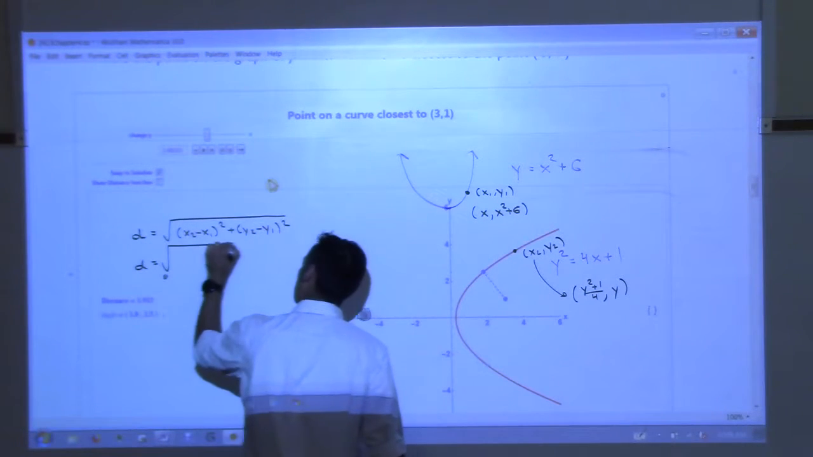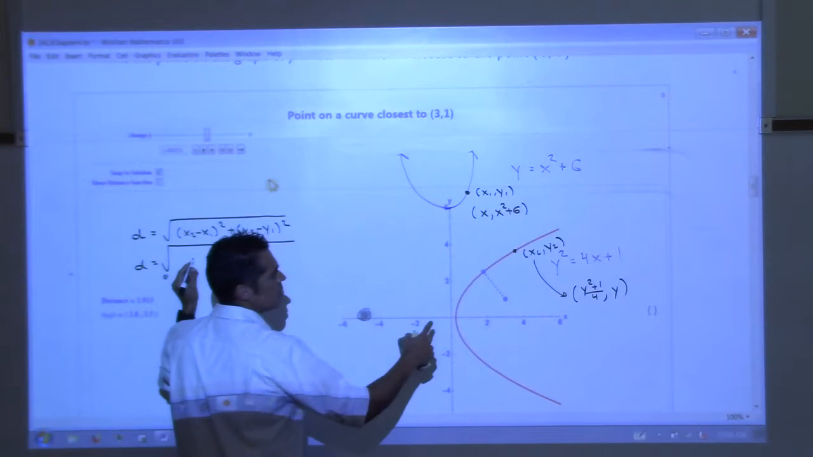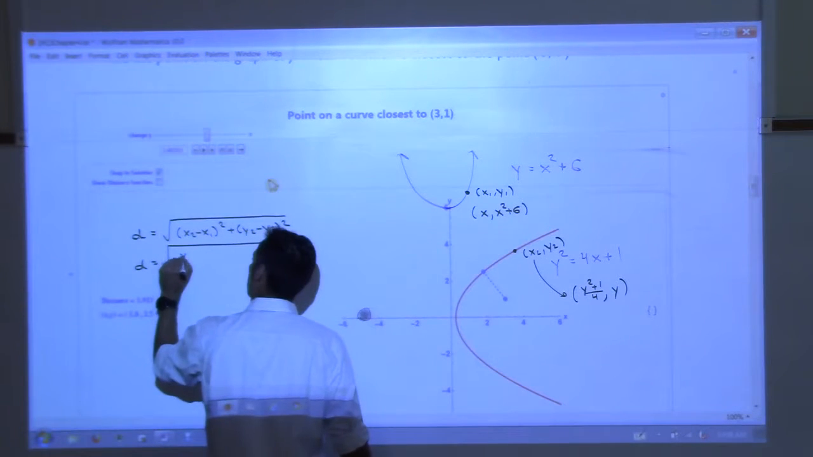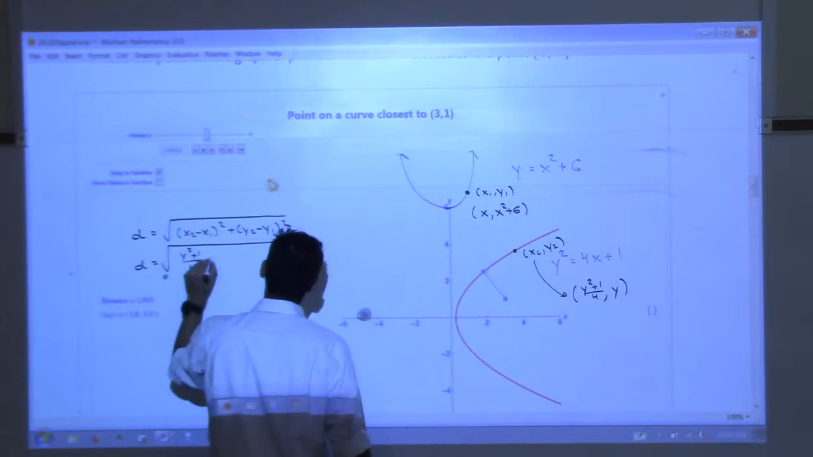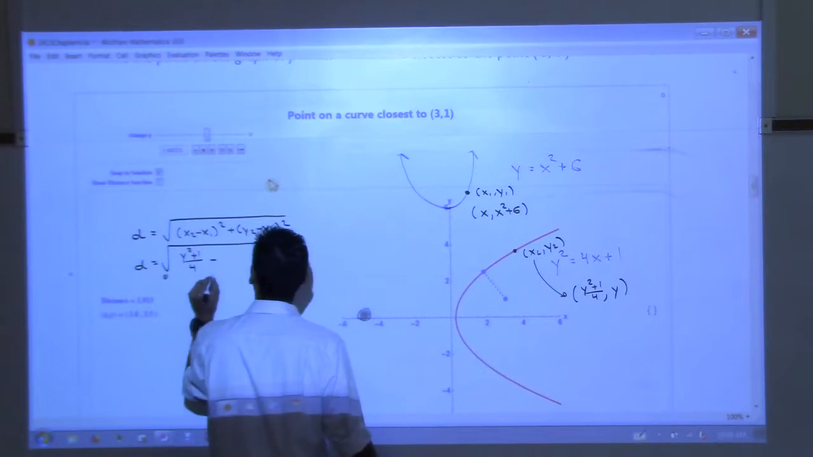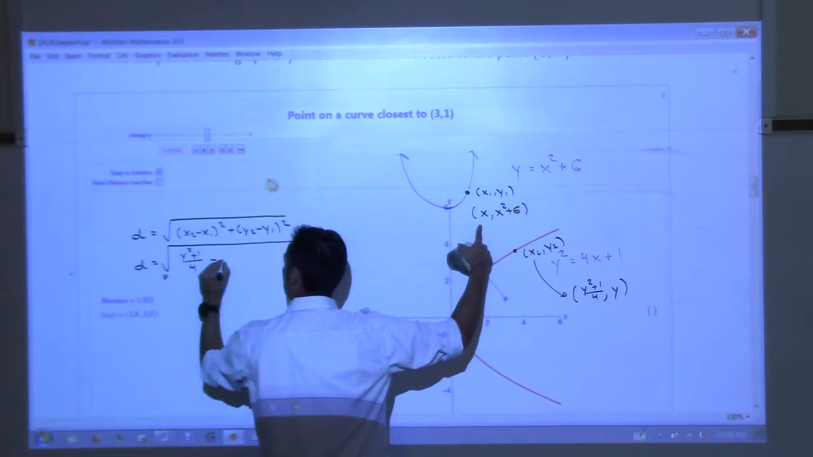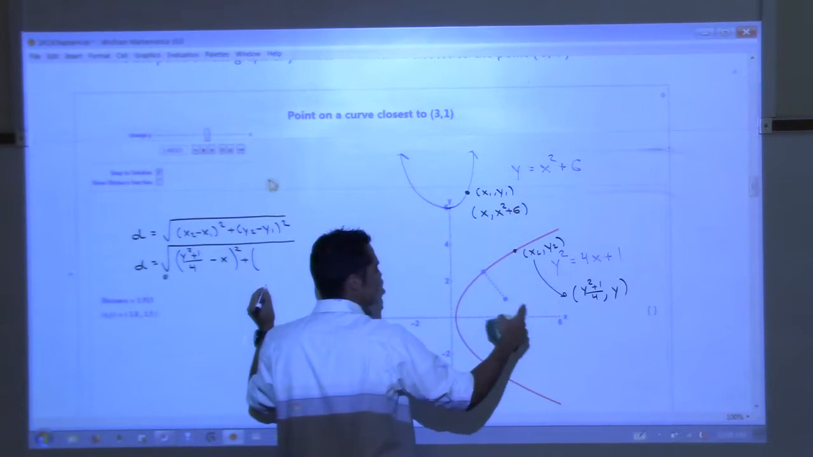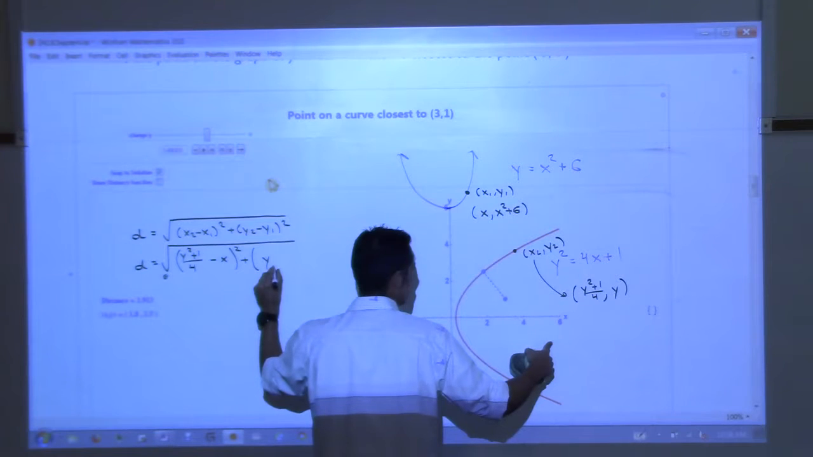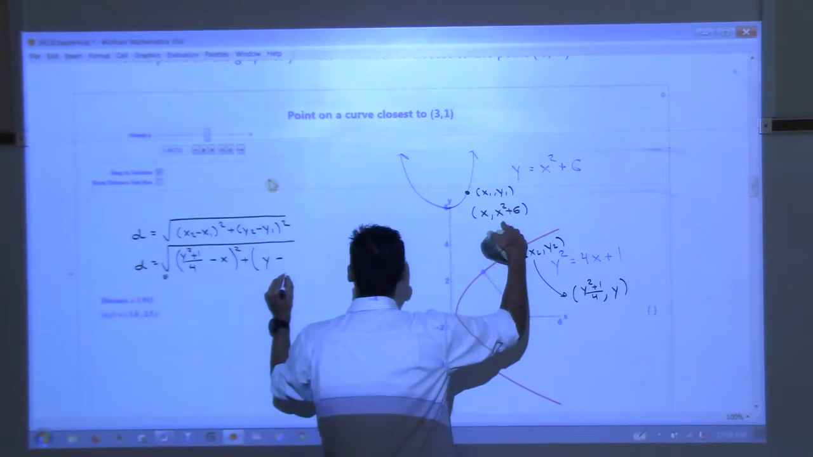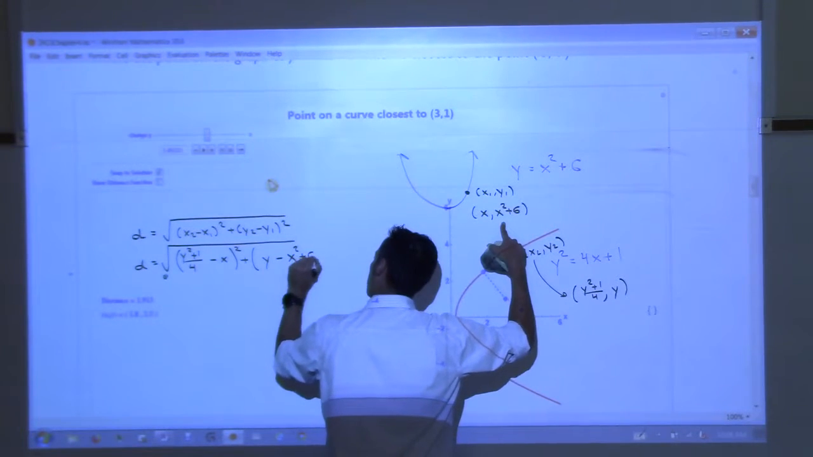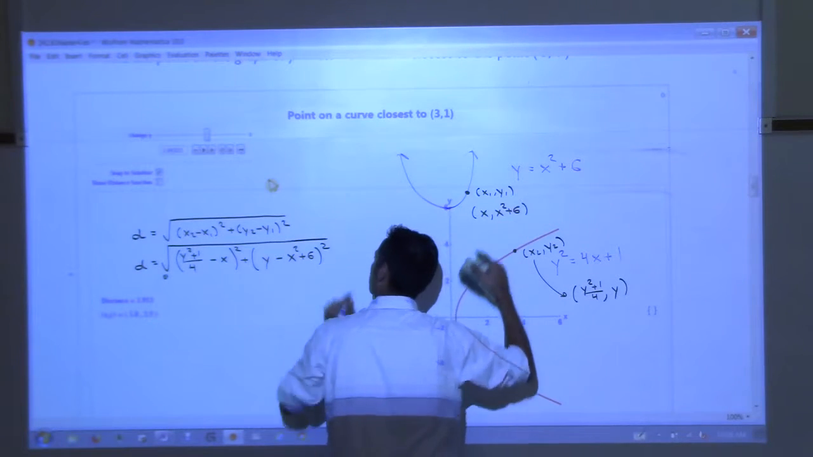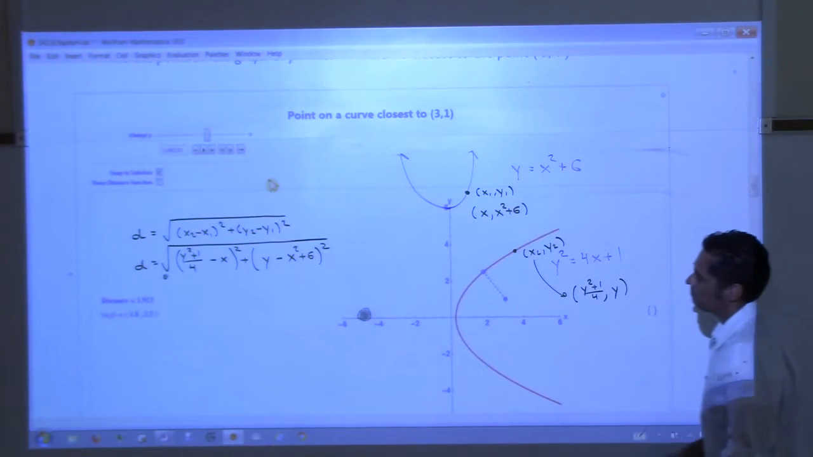So now what I do is I plug them in here. So this will be x2, which is (y squared plus 1) over 4, minus x1, which is x, squared plus y2, which is y, minus this x squared plus 6, squared. Right?